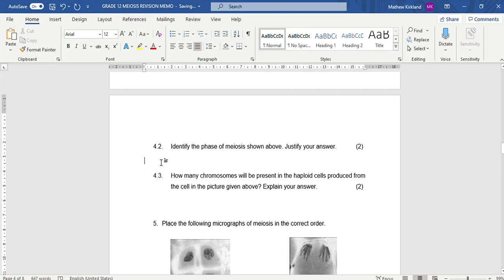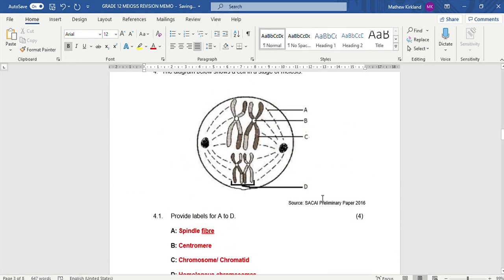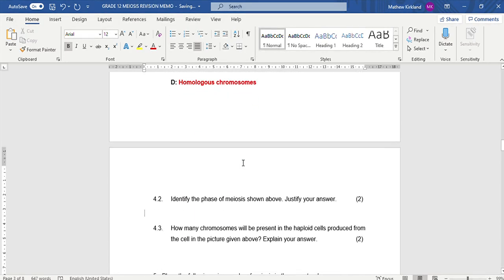Right, identify the phase of meiosis shown above. Justify your answer. Okay, so we're really getting into this concept of identifying phases. So, what do we notice? What is happening in this cell? Okay, so I've got my chromosomes. Have they separated? No. Is it prophase, where we're having the crossing over? No, crossing over has already occurred in these ones. Essentially what they're doing, they are lined up in the middle. They haven't separated. So it is definitely metaphase.